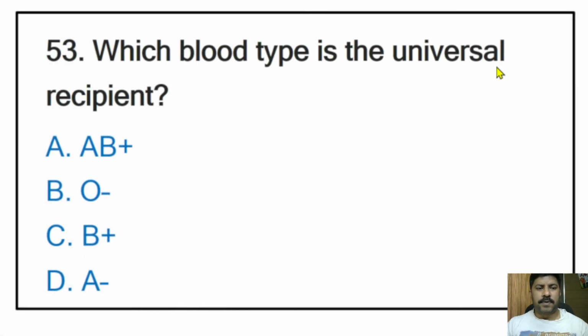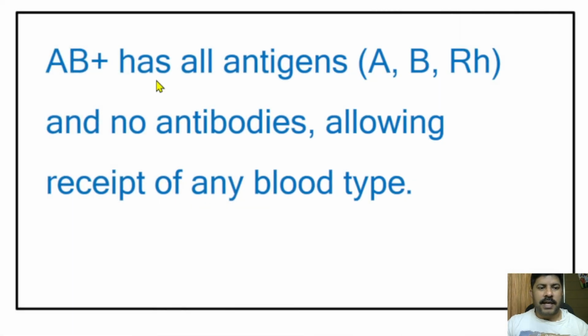Which blood type is the universal recipient? We already discussed the universal donor in the first part of the video. Here the question is universal recipient. AB positive, O negative, B positive, A negative. The correct answer here, AB positive. AB positive has all antigens, A, B, Rh antigen and no antibodies, allowing receipt of any blood type.